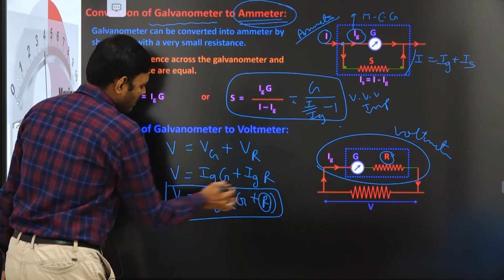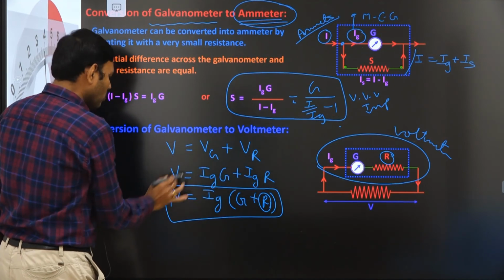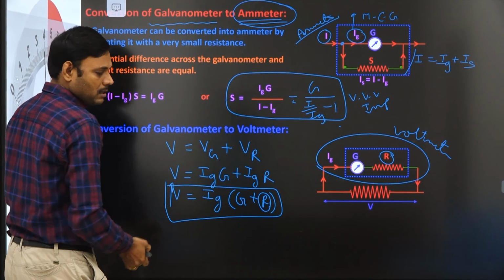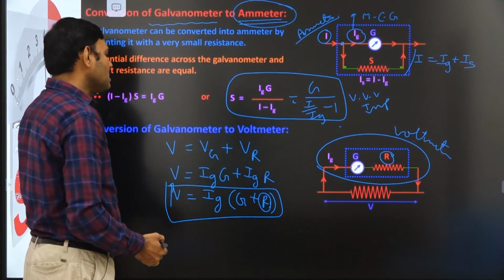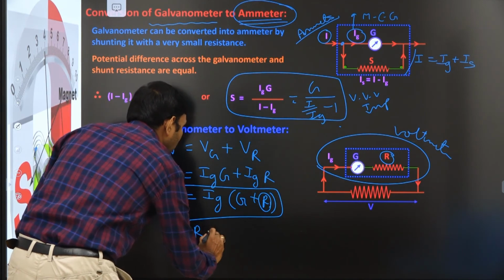As R increases, V increases. That's why we have to connect high resistance in series to measure more voltage in the voltmeter. V is equal to Iz into (G plus R). Or we can write the R value by a formula.